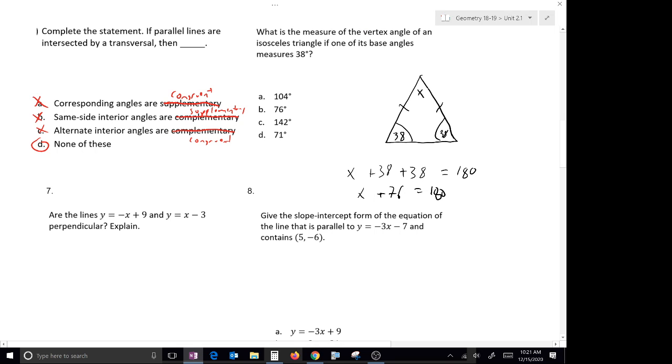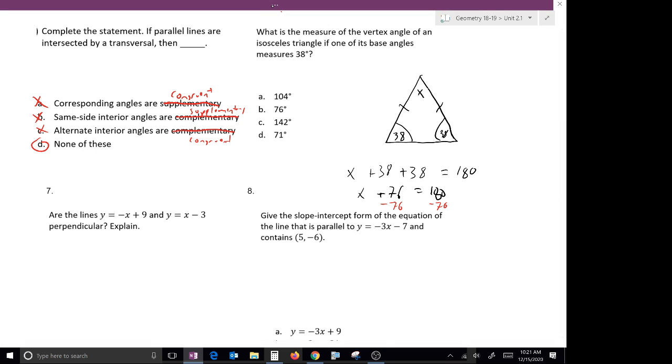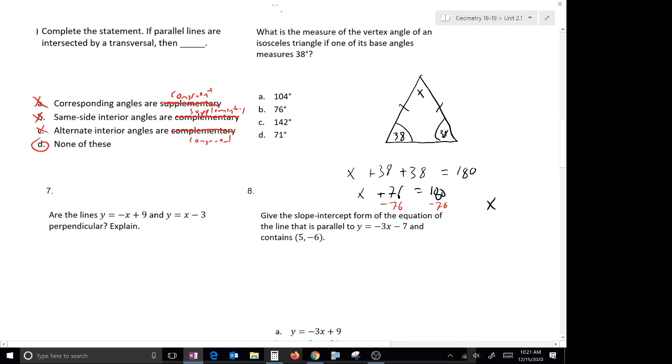And subtract 76. And we get x equals 104.